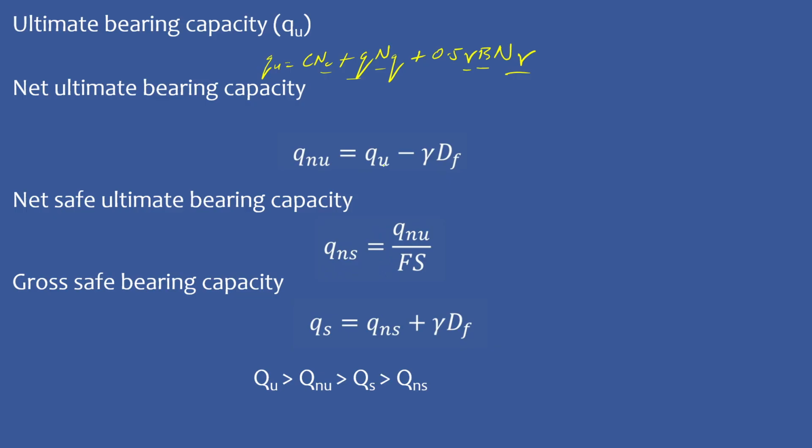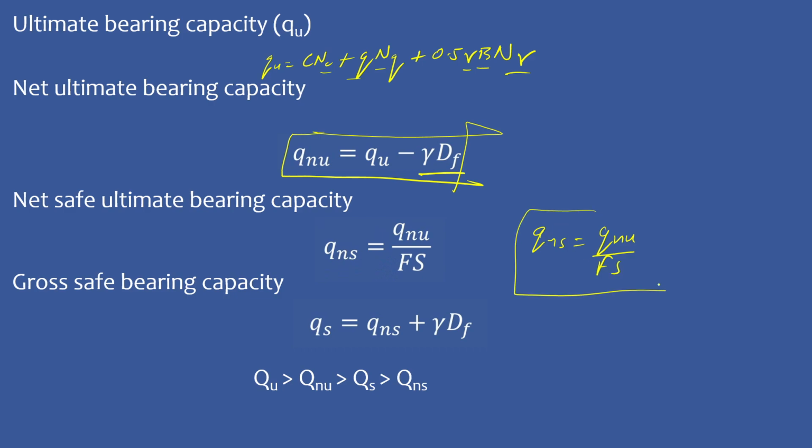If you reduce the overburden pressure from this, the bearing capacity you obtain is the net ultimate bearing capacity, and then you have the net safe bearing capacity, which is your qns. If you divide your net ultimate bearing capacity by the factor of safety, it will be qnu by factor of safety. And for the gross safe bearing capacity, qs equals qns plus gamma Df.